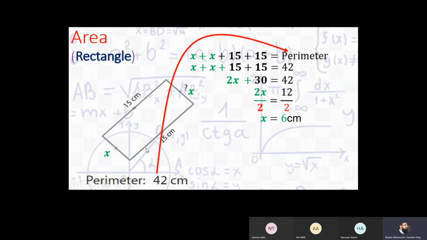Now x is 6, so it means the area is base multiplied by height, which is 15 multiplied by 6. So that's length into breadth, which is equal to 15 multiplied by 6. So the area is this.